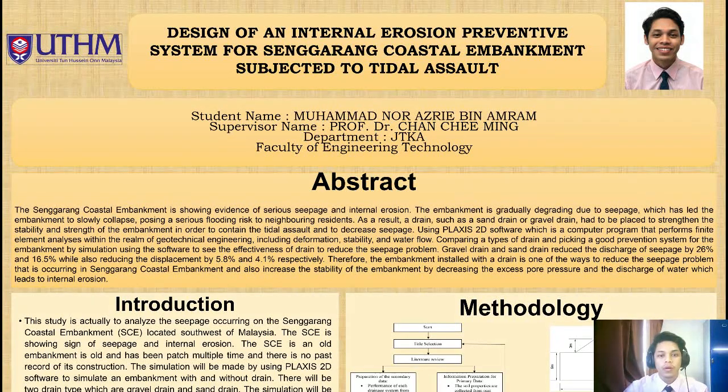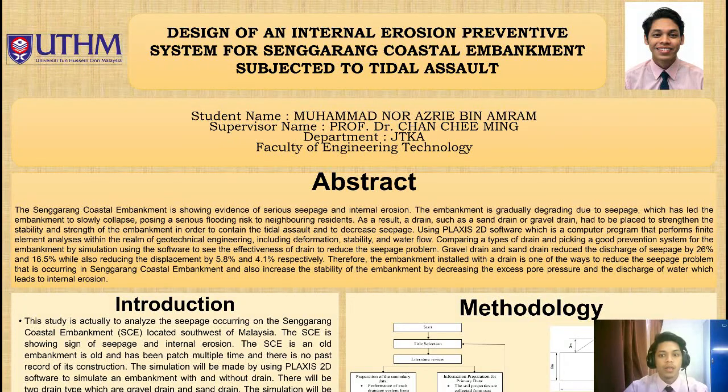The Senggarang Coastal Embankment is showing signs of facing severe seepage phenomena and internal erosion. The embankment is slowly damaged by seepage and this causes the embankment to slowly collapse and leads to critical flooding risk to the nearby residents. Hence, in order to improve the stability and strength of the embankment to contain the tidal assault, and also to reduce the seepage phenomena, a drain needs to be installed, such as sand drain and gravel drain.